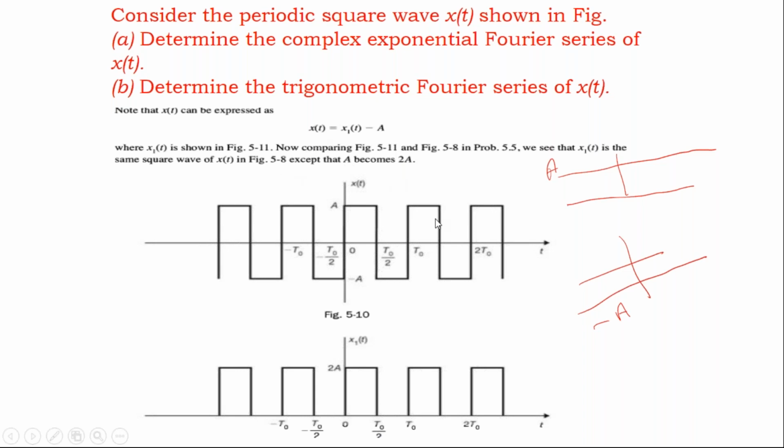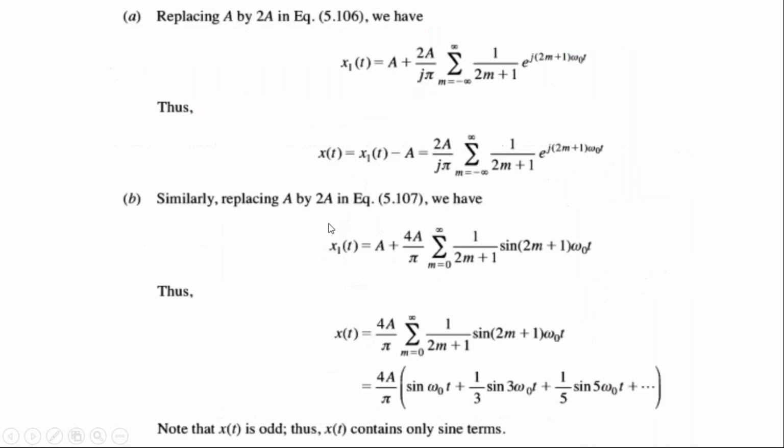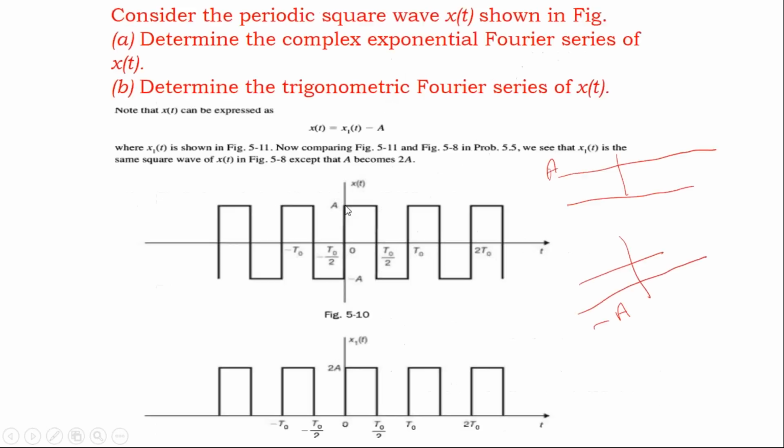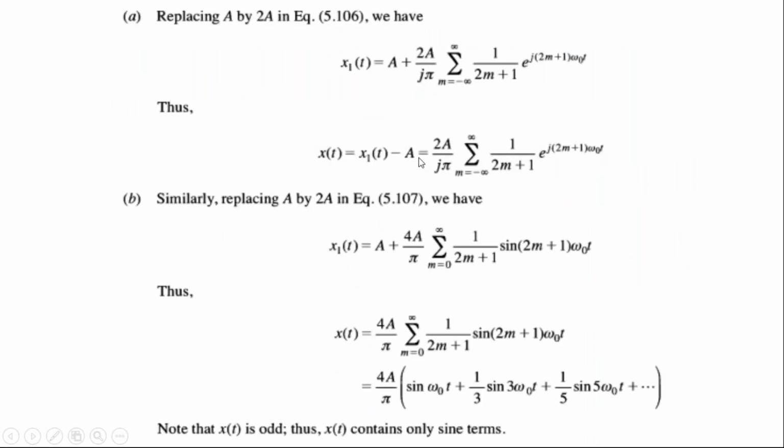X of t is the waveform which is this. X1 of t is the waveform this, and x1 of t minus a. If I do it like this, then you'll get this waveform. So the moment you write it like this, you can find the Fourier series, all that. Now for the Fourier series of x1 of t, that means for this waveform, we have to calculate the exponential Fourier series. Then you need to subtract with minus a, then you'll get the Fourier series of x of t. That is what you'll get. Similarly, the trigonometric Fourier series also in the same manner.